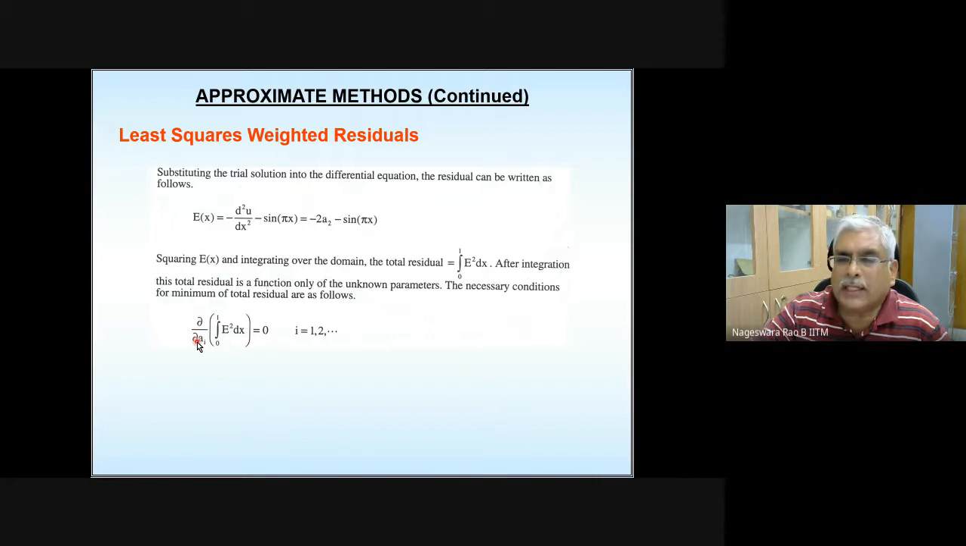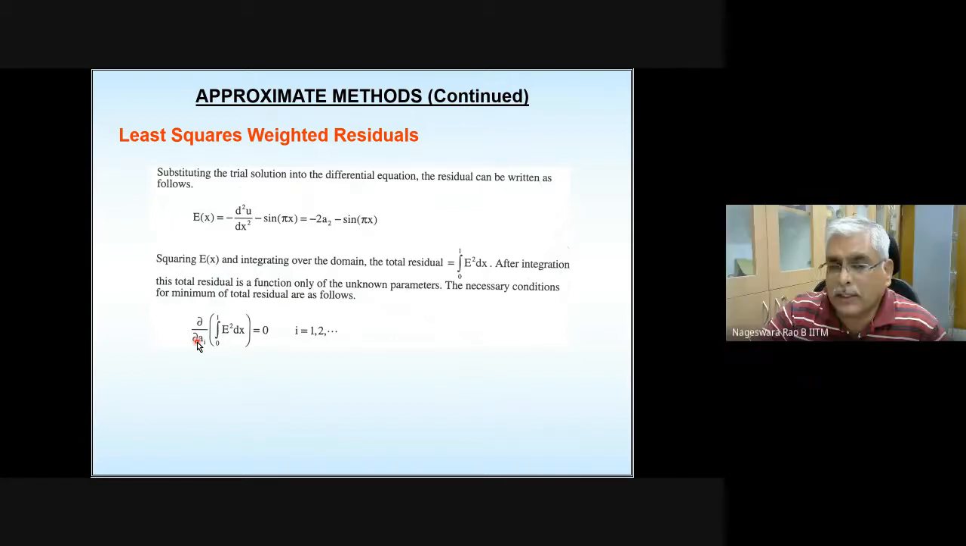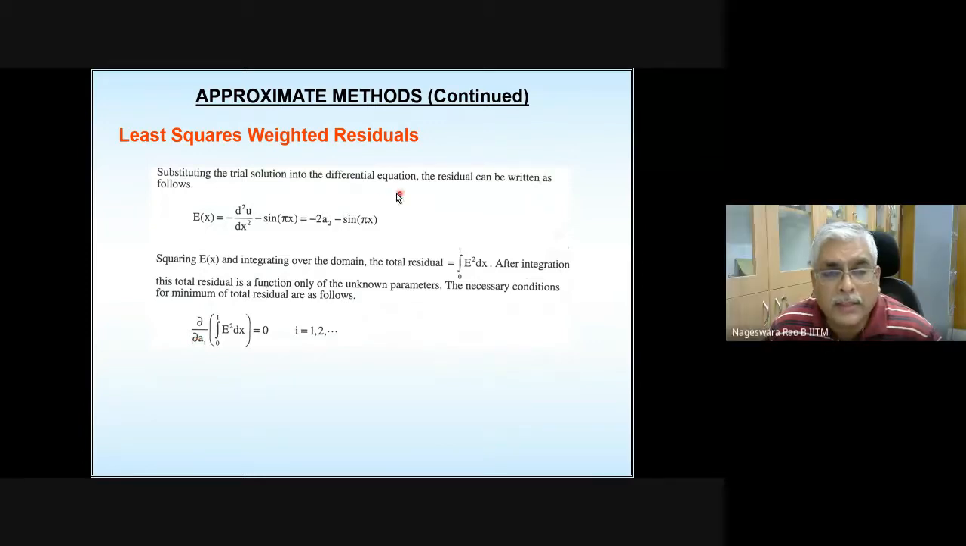Any questions here? I have one. Sir, why have you not taken I is equal to 0? Because a0 is also there. No. This is an admissible trial solution.